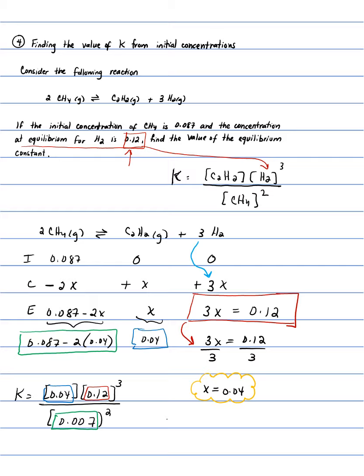So we can get the numerical value for K. That will be 0.04 times 0.12 cubed, all of that divided by 0.007 squared, and just rounding to two significant figures, I will get something close to 1.4.